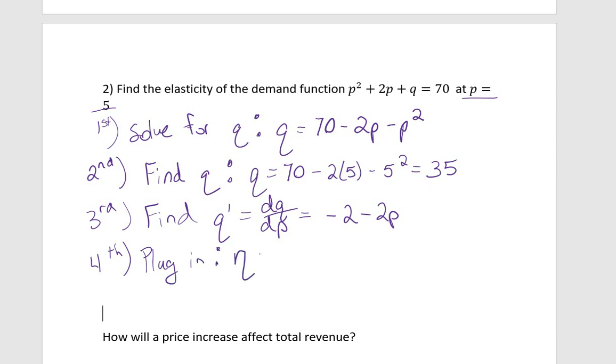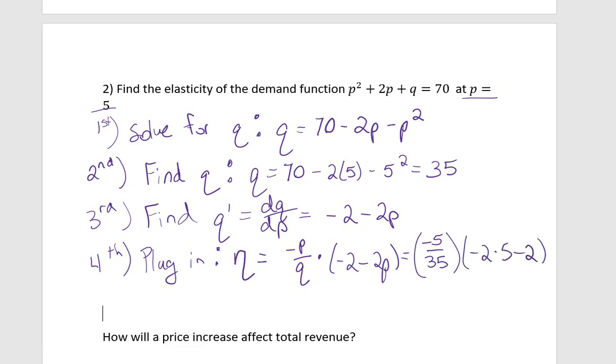So remember, our eta is going to equal negative p over q times dq over dp, so it's going to be times negative 2 minus 2p. So we want to plug in our q value, which is 35, and our p value, which is 5. So that's going to give us negative 5 divided by 35 times negative 2 times 5 minus 2. So what we end up getting is that our eta value is roughly 1.714.